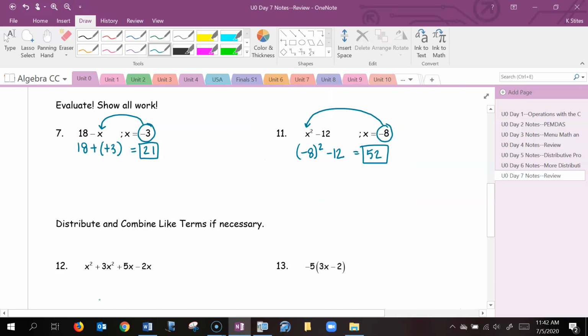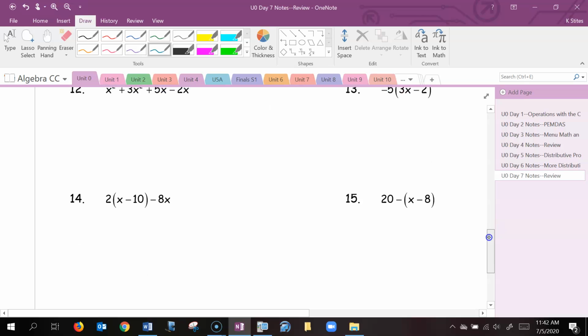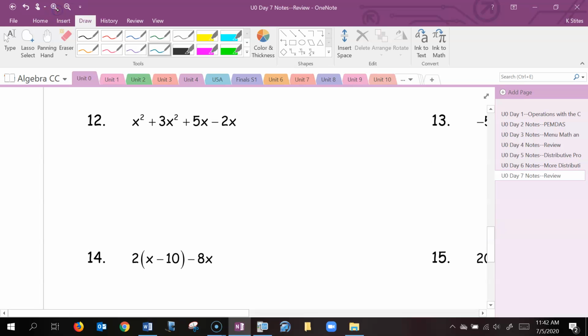All right, the final thing we're going to review is distributing and combining like terms, which is what we've spent the last few days on. So to start off, combining like terms, remember x squared and x are not the same thing. They should not combine together. We will do our x squareds first because they have the higher exponent. So this is 1x squared plus 3x squared is 4x squared. Do not mess with your exponent, okay?